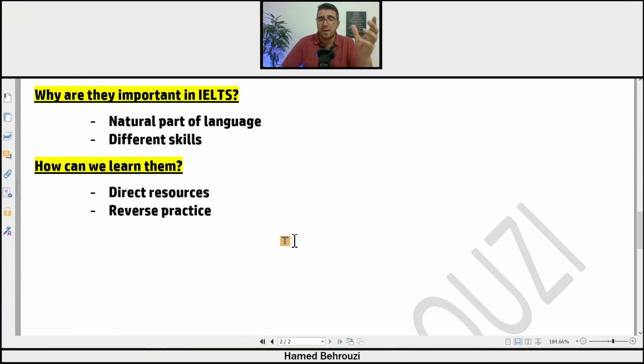But why are they important in IELTS? Why are compound nouns important? First of all, they're a natural part of language. Like, the IELTS exam is a language competency exam. And if you want to show that you can naturally use language in a natural environment, you should be able to use the components of natural language. So learning compound nouns will help you sound more natural.